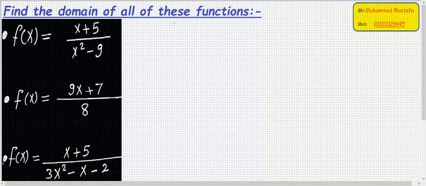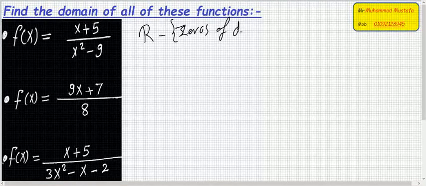Find the domain of all of these functions algebraically. F of x equals x plus 5 over x to the power 2 minus 9. To find the domain of a fractional function, if the numerator and denominator are polynomial functions, we find the domain using a set. The domain equals R except the set of zeros of the denominator.